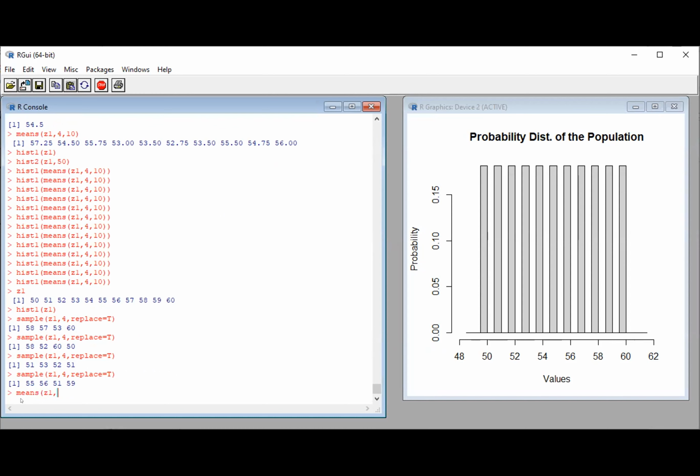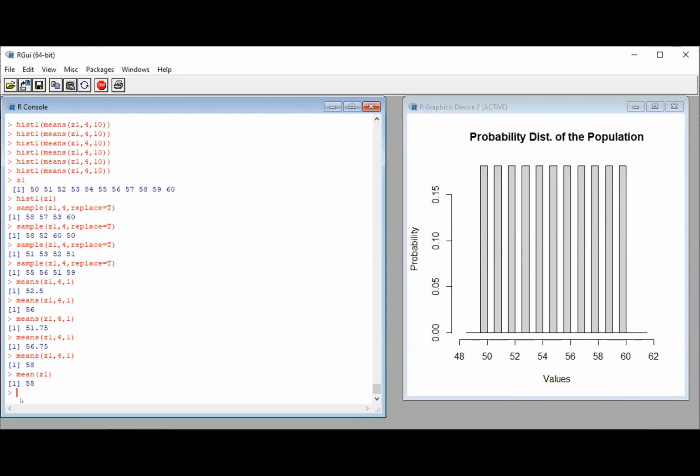And every time I pick, so this time I got a mean of 52.5, next time 56, 51. So every time you are getting a new mean. By the way, the mean of my original population is 55. You can compute it: if you just add all these numbers and divide by 11, there are 11 members, you get a mean of 55.